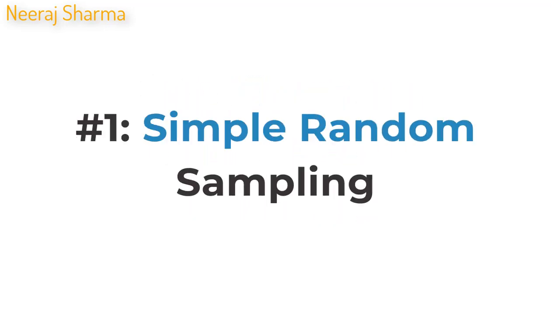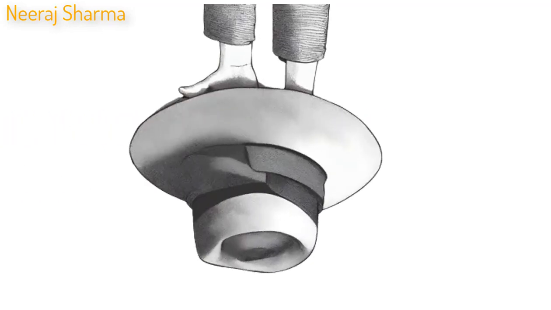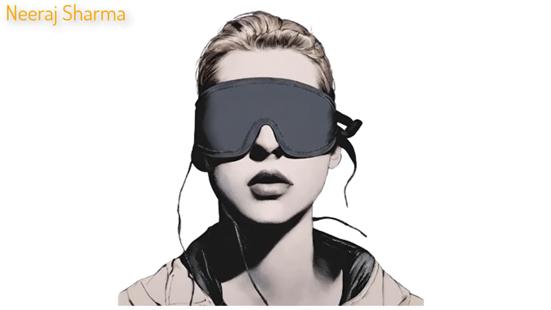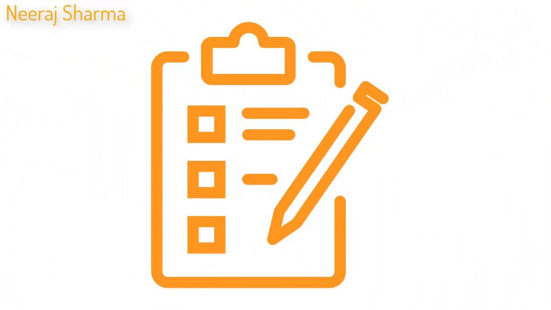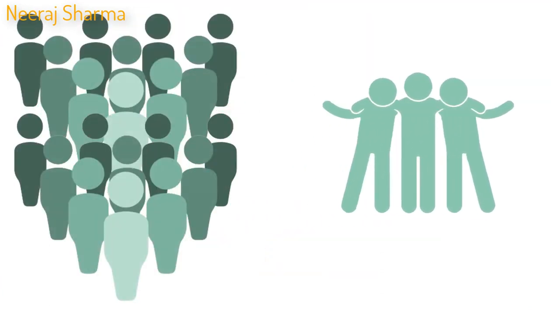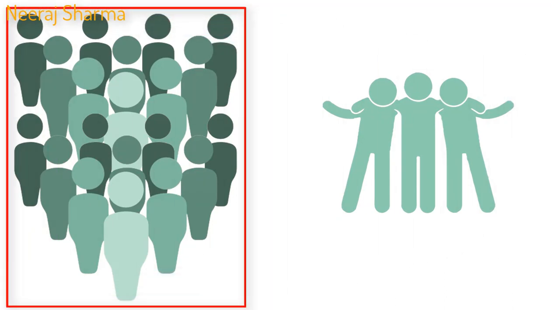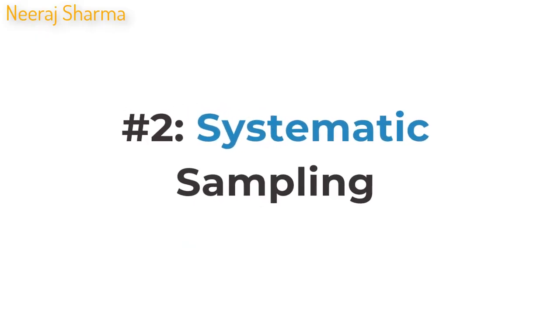First, simple random sampling. In this method, every member of the population has an equal chance of being selected. It's like putting all the names of people in a hat and then picking out some names without looking. Everyone's name has an equal chance of being picked. It's a fair way to choose a group of people from a larger group. This method helps us get a sample that represents the entire group well because each person has the same chance of being picked.